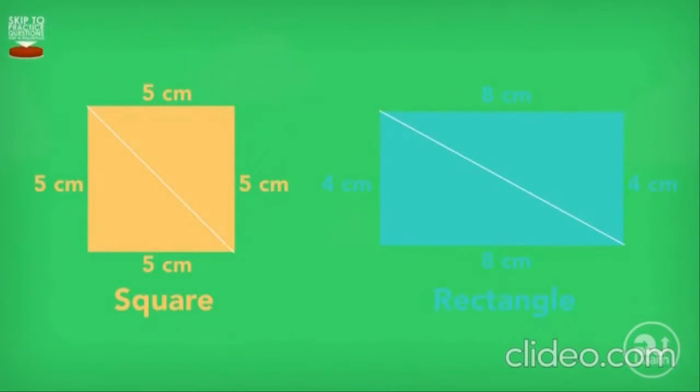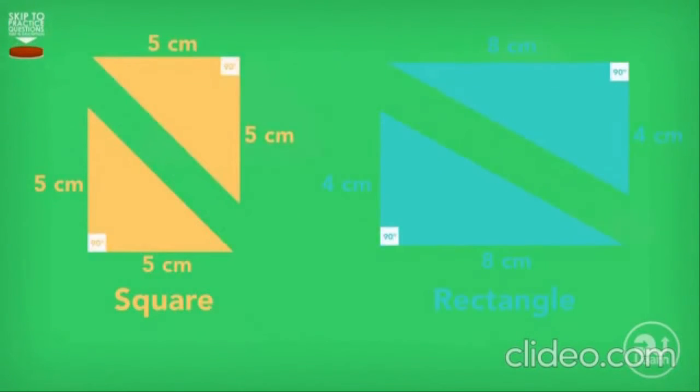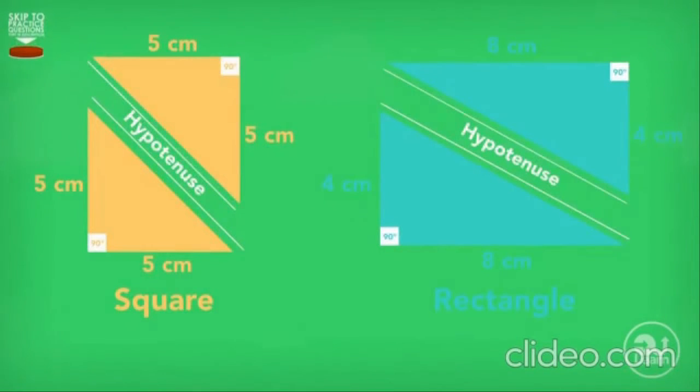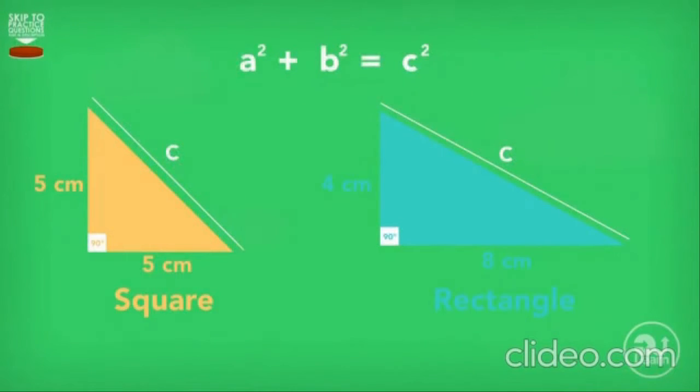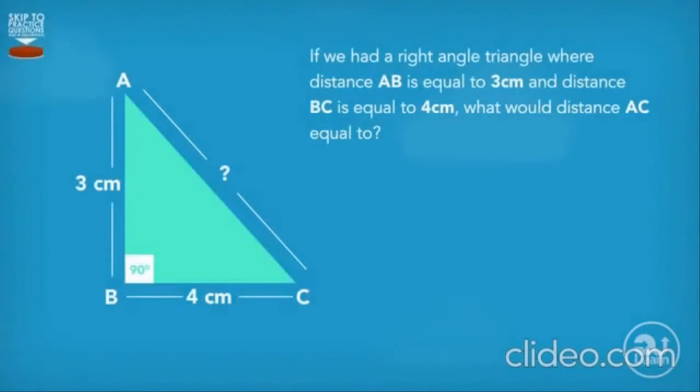Look at the two shapes, a square and a rectangle. If we split them into two parts, we can see triangles, and the longest side, once again, which is opposite to the right angle, is the hypotenuse. Let's go back to the formula. A squared plus B squared equals C squared.